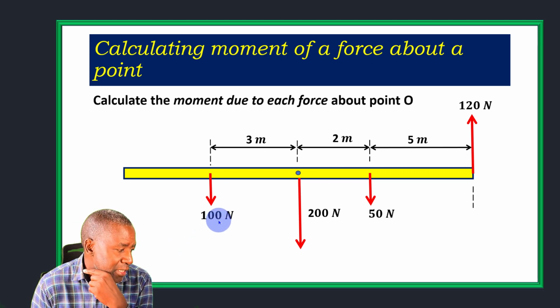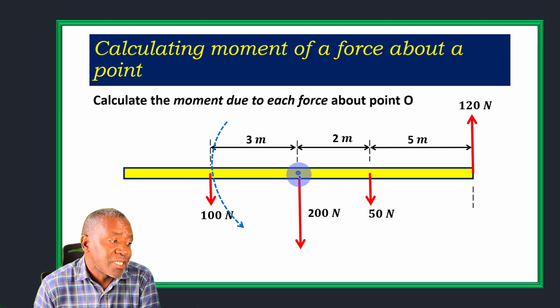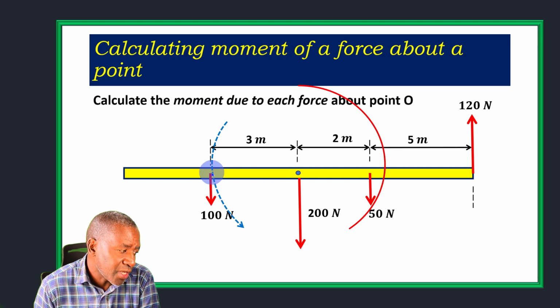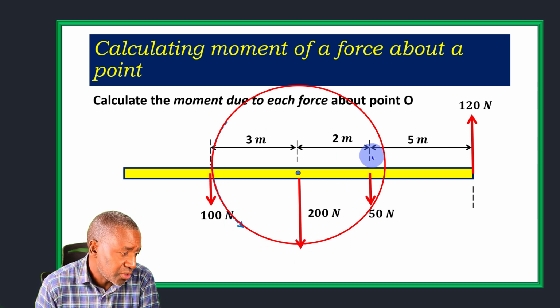Let's look at the 100 Newton force, for example. In order to determine the direction of the moment due to the 100 Newton force about point O, this is what you're going to do. Number one, you're going to take the point about which the system is turning to be the center of a circle, and we are going to draw a circle with the force being tangential to the circumference at this point. And that circle will be like that.